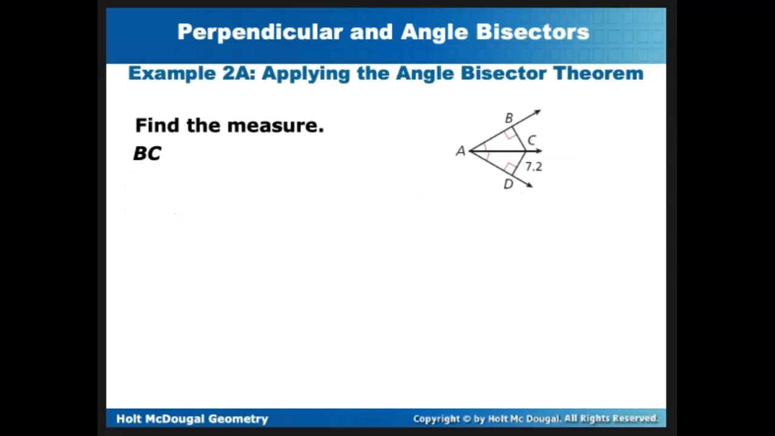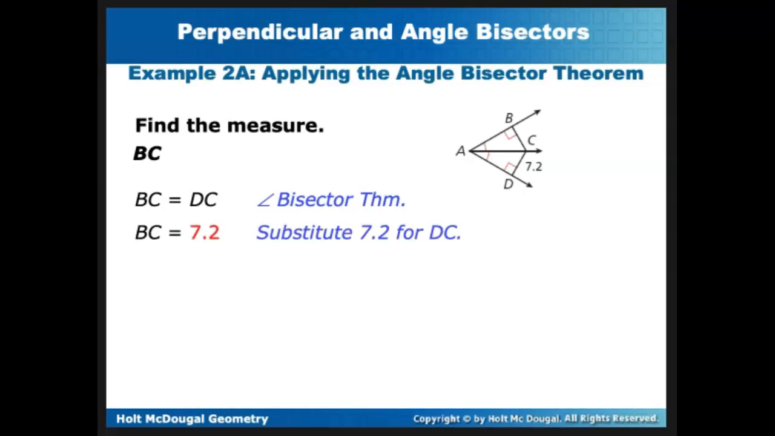So we want to find the measure of BC. Well, since CD is 7.2, given that it is an angle bisector because the angles are congruent, then we know that BC has to also be 7.2 units. So they're equal by the angle bisector theorem. Substituting in, we get BC equals 7.2 units.